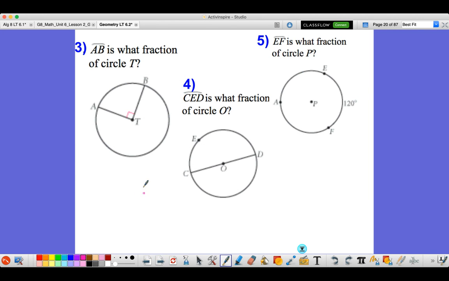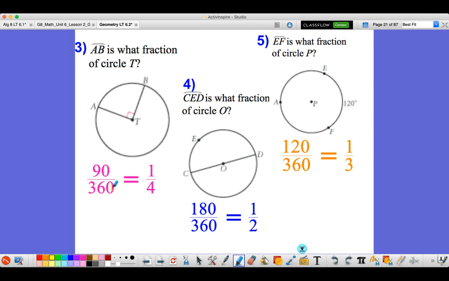For examples 3, 4, and 5, I want you to look at the circles and see if you can figure out what fraction of the circle is AB of circle T. So think about what clues you're given here with the angle measures. For number 4, what fraction of the circle is arc CED? So we're looking at that whole arc. And then we want to know EF. We're talking about this minor arc EF because it does not include point A there. So pause the video, write down those fractions.